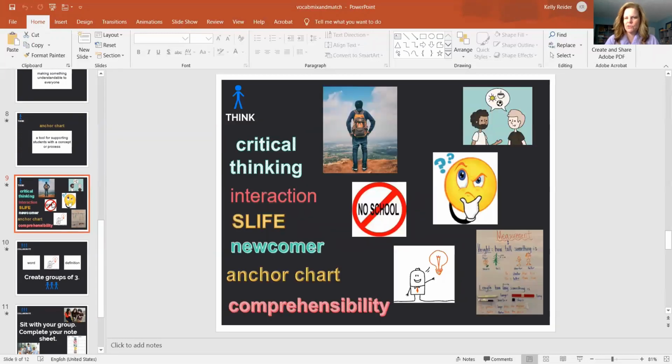Then I would put up some visuals for each. And I just say, look at the terms, look at the pictures. We're going to be matching the terms and pictures in just a minute. So think for a minute about which ones you think go together. Which ones do you think will go together when you get up and start moving around?